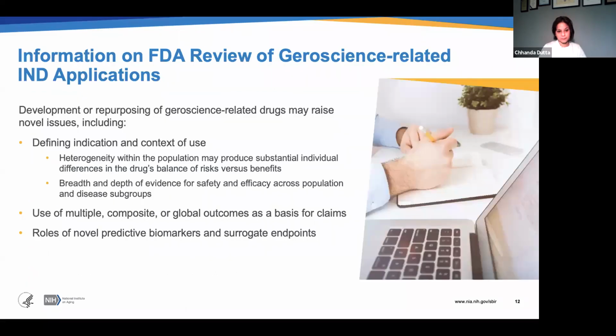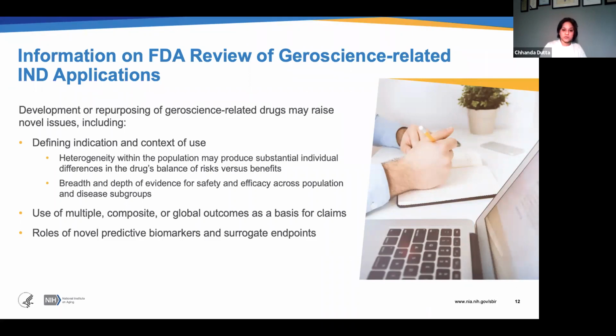Next slide, please. Information on FDA review of geroscience-related IND applications. Development or repurposing of geroscience-related drugs may raise novel issues. So the geroscience-based translation is challenging. By no means do we want to say it's a simple process. There's a lot of territory that's uncharted, and in this context, the NIA leadership has been in discussions with the FDA, but clearly a lot of the regulatory implications for the geroscience-based translational types of studies remain in uncharted territory.